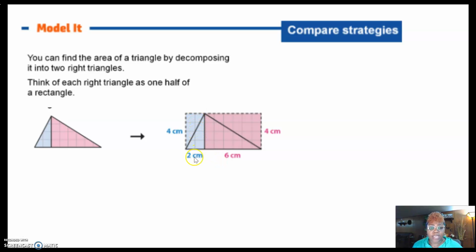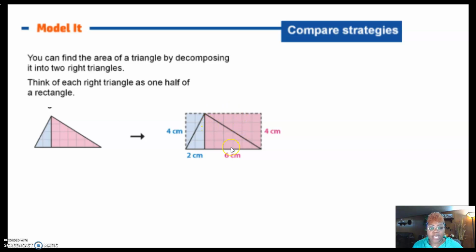So on the blue side, we have 2 centimeters as my base and 4 centimeters as my height. Notice that the dotted lines represent the other half of the rectangle, but this line down the middle represents that Maria's triangle on the blue side represents half of the rectangle, going back to our statement up here. This represents half of the rectangle.